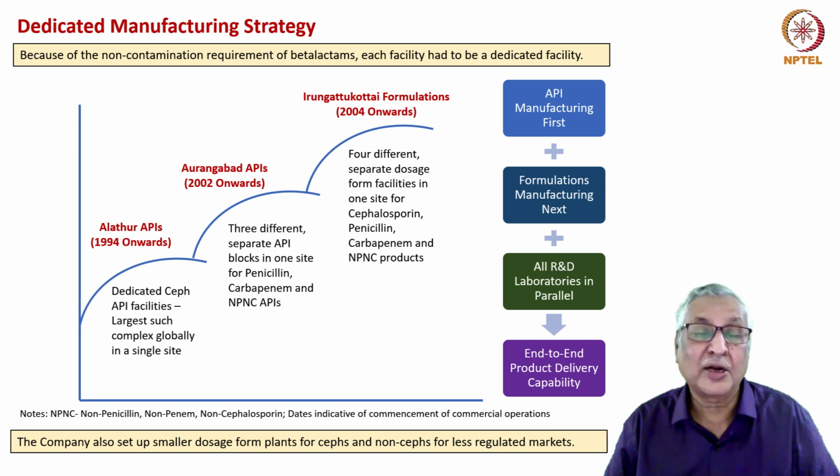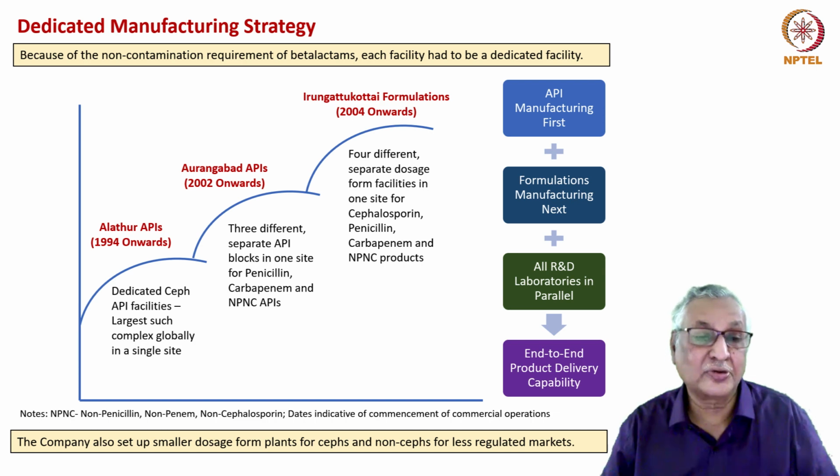Each of the beta-lactam antibiotics had certain risks of anaphylactic shock in very minute set of population. Therefore, every beta-lactam antibiotic has to be produced in dedicated separate lines with no crisscrossing of men and material movement, that is person and material movement. Therefore, each facility had to be dedicated and separate.